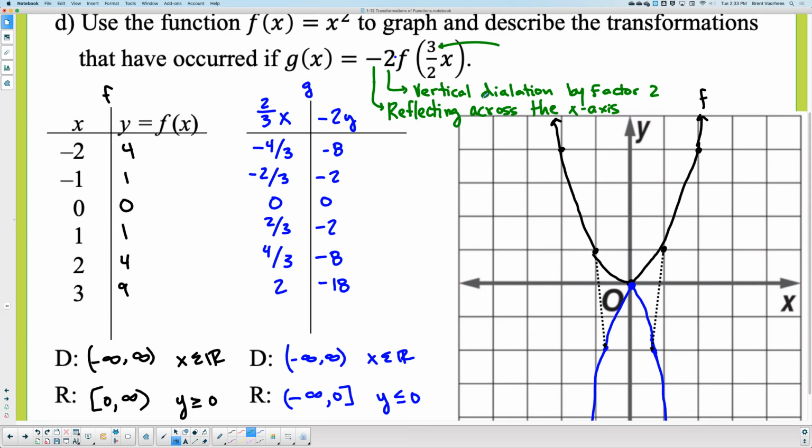Now, what about this one here? The 3/2. That's on the inside, so it's not vertical anymore. Now it's horizontal because it is multiplying. It's still a dilation by factor. Now, did we actually multiply by 3/2? What did we multiply by instead? By factor of 2/3.